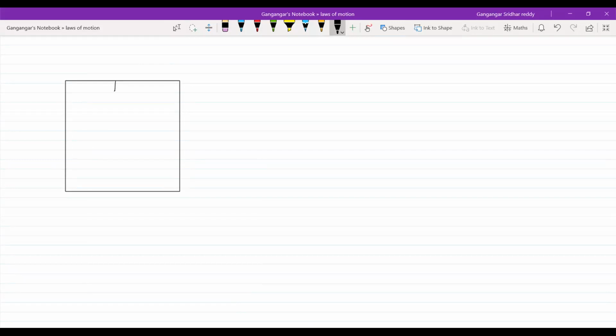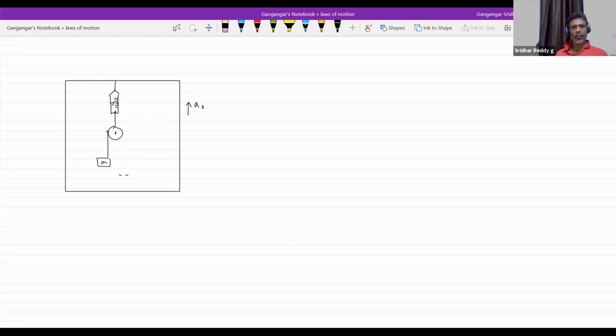Here, let me introduce a spring balance. So I want to look at the mass of the blocks. I want the reading of the spring balance here. First try to understand the question, it'll be easier.